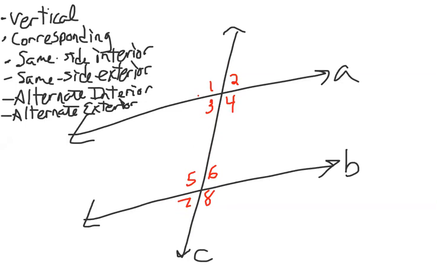And then my last one was alternate exterior. So again, I need to alternate sides of the transversal that I'm on, but now I want to be outside the other two lines. So I might pick something like angle 2 and angle 7. Oh, there we go. 2 and 7. Those are on alternate sides of line C, and they are outside the other two lines.